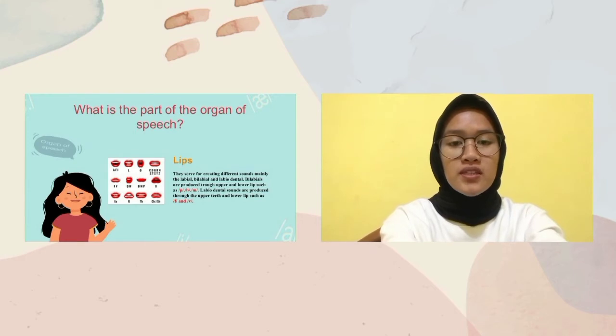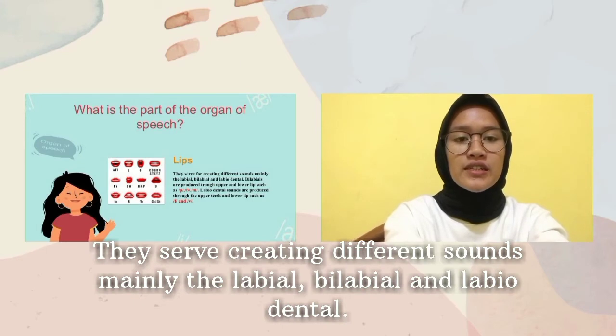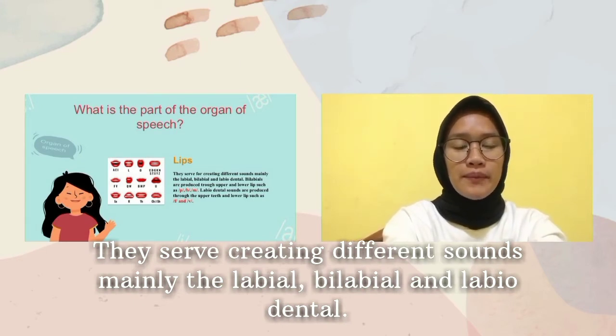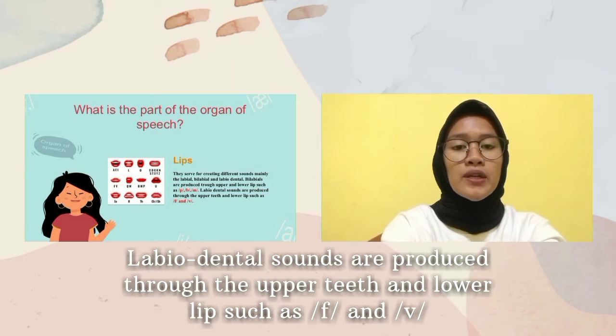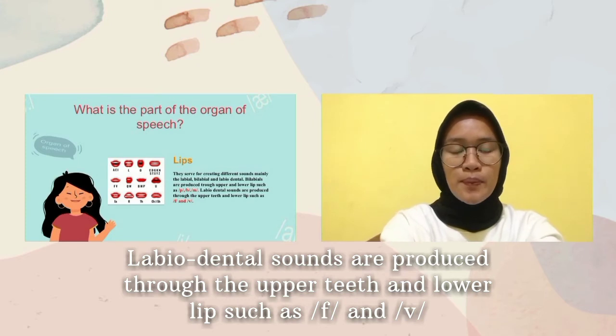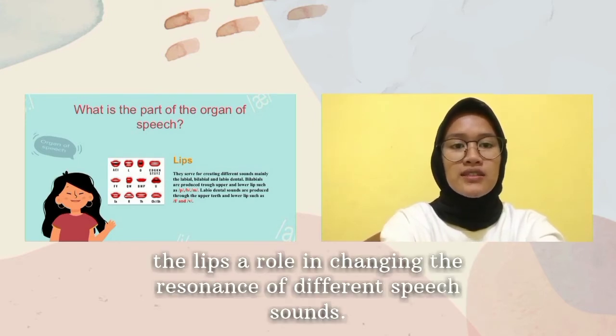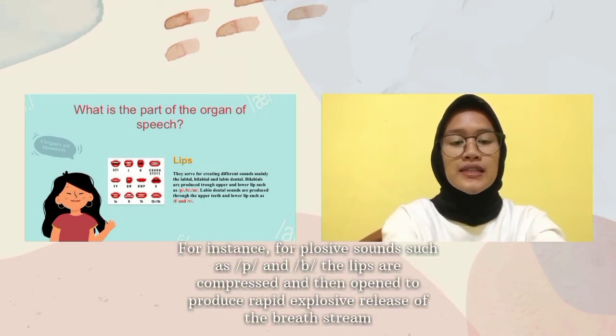The organs of speech. First, there are lips. They serve for creating different sounds, mainly the labial, bilabial, and labiodental. Bilabials are produced through the upper and lower lip, such as P, B, M, and W. Labiodental sounds are produced through the upper teeth and lower lip, such as F and V. The lips play a role in changing the resonance of different speech sounds. By altering the shape of our lips, we can form different speech sounds.